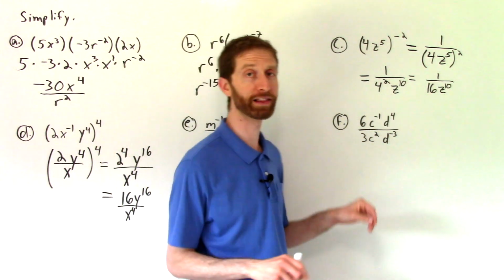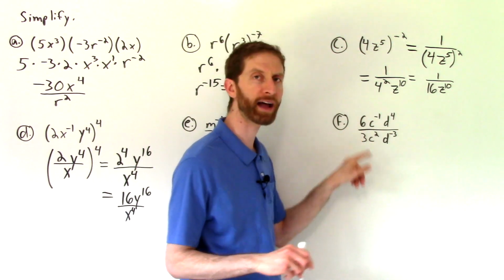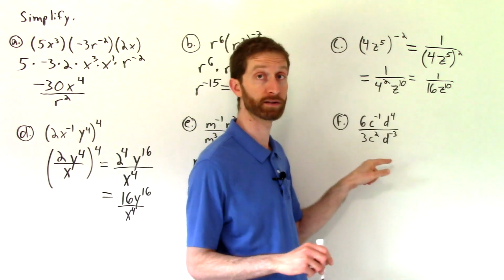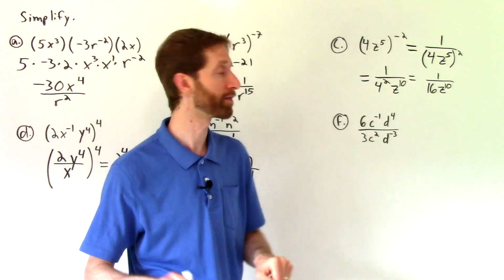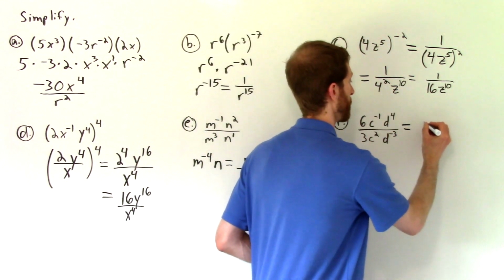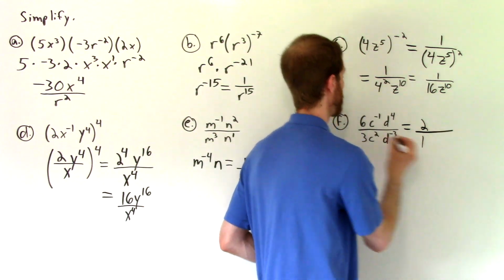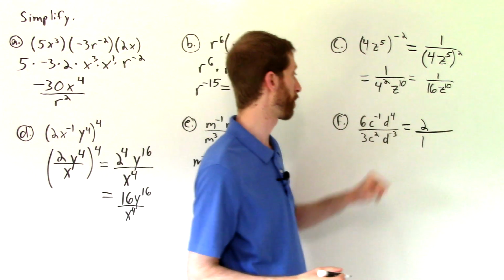Last but certainly not least, I put one of these on here so that you remember that we don't subtract those numbers. We subtract exponents. But 6 and 3 are being divided, right? We don't subtract them to get 3. It is 6 divided by 3, which is 2. So it's going to be 2 over 1, right? 3 goes into 6 twice and into itself once, hence 2 over 1.